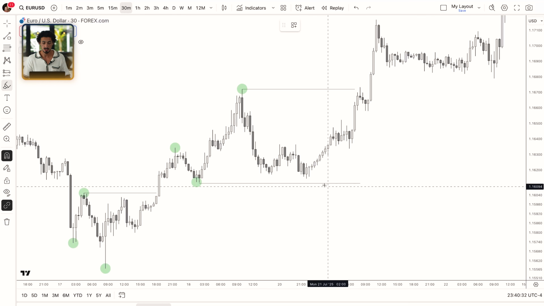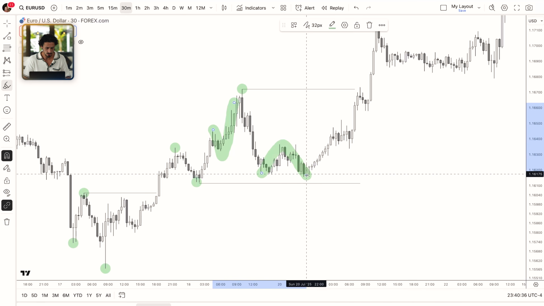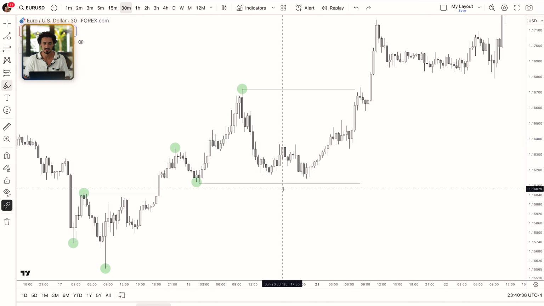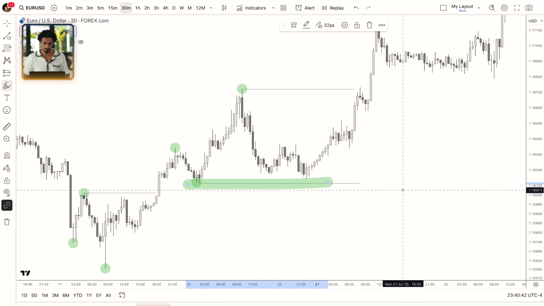It's like all these traders are looking at these structural points, trying to use these. And it's like, no, none of that is structure. It's just noise for you to get distracted in. If it's above this low, it's bullish.